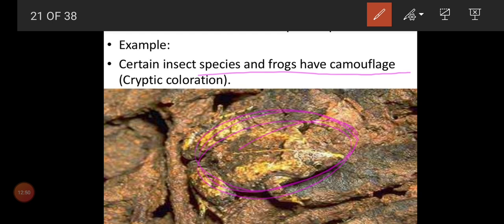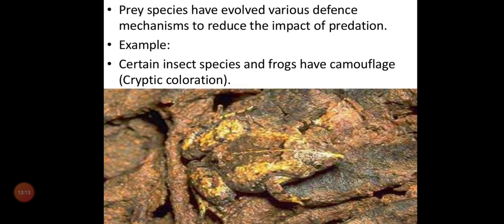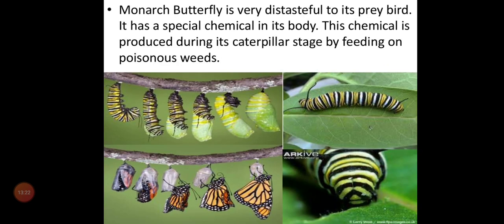And certain insects have camouflage, that is cryptic colorization. Cryptic colorization means the same color as the surroundings: some animals will be the same color as a plant, some frogs the same color as a rock, some animals the same color as a tree. All of these are called camouflage to escape from the predators. These are examples to reduce the impact of predation. Some animals have developed defense mechanisms against predation. First we saw the frog and some animals that possess camouflage.